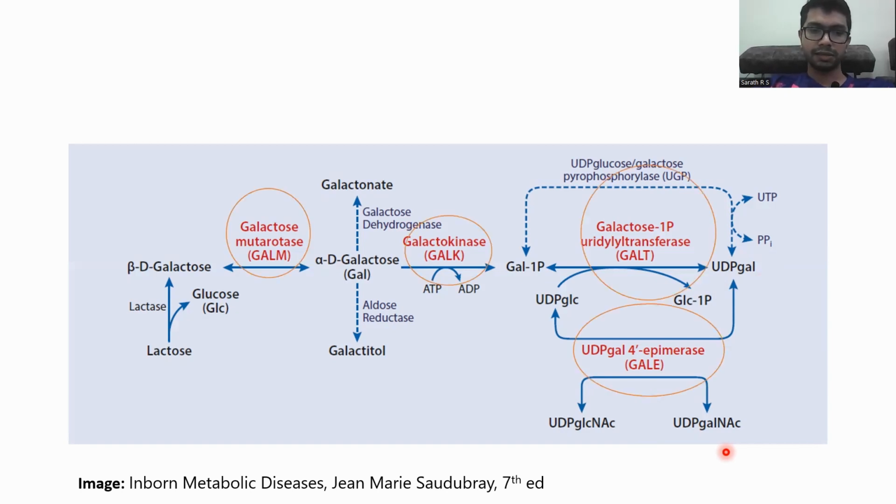These four are the key enzymes required in the Leloir pathway. So the deficiency of each one of them can cause galactosemia in one way or the other, and we will be discussing this in detail.